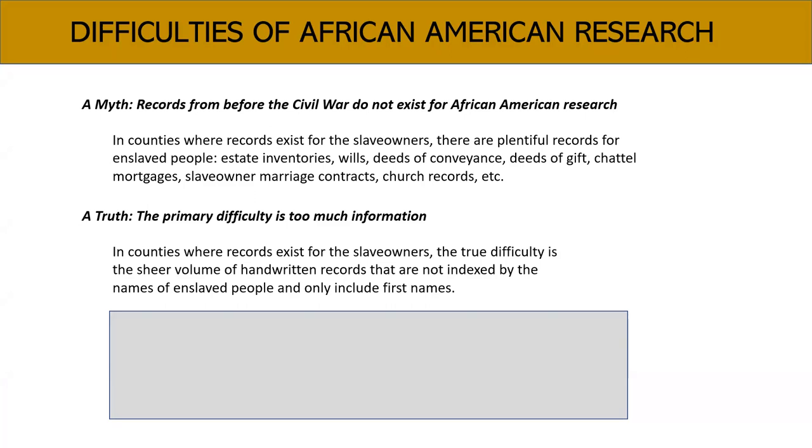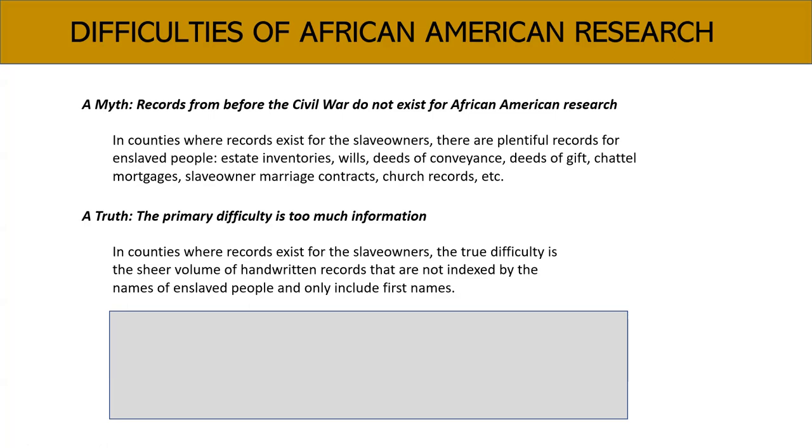Of course, the difficulty is that those records, when they're indexed at all, are indexed by the name of the slave owner, and almost always the first name of the enslaved person only is in the record. So, of course, you can find yourself paging through thousands of pages of handwritten records looking for a needle in a haystack. Ancestry has a wonderful project to index all these records by all the names that are included in the record, including the enslaved people.